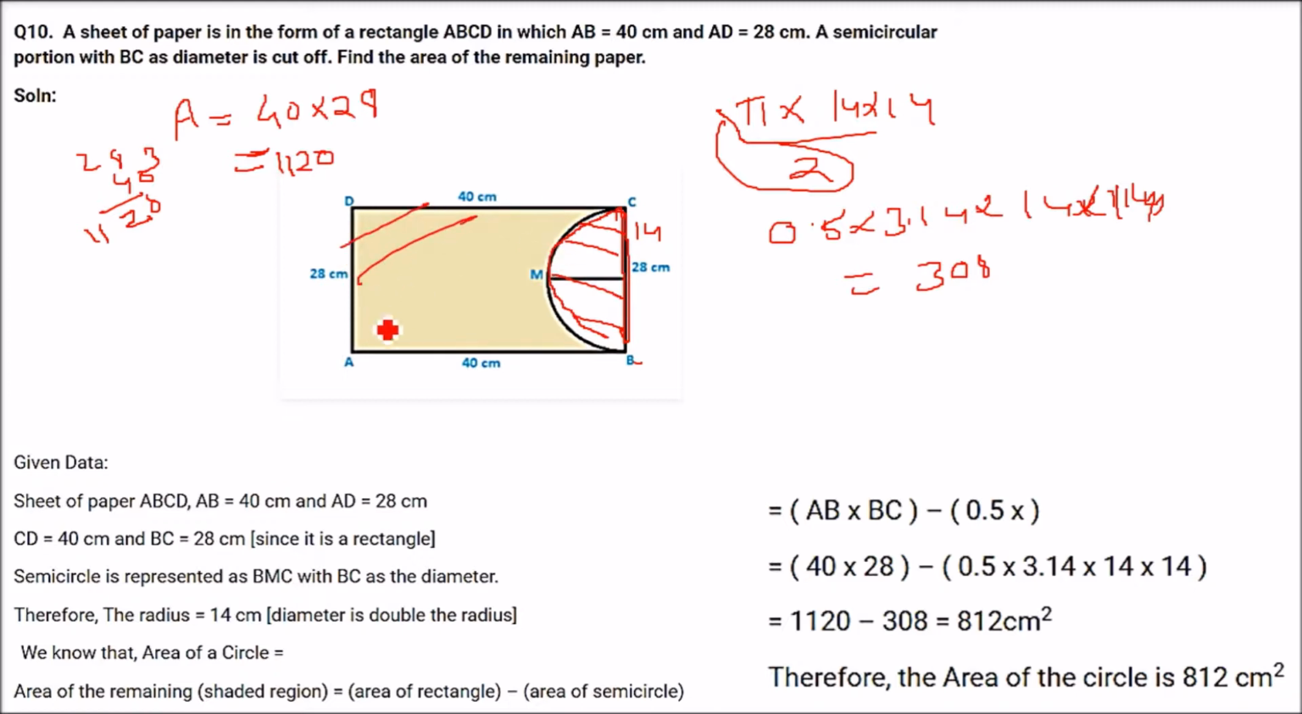So you have to find out this region. For that you have to take this whole area, that is 1120, and subtract this semicircular region, that is minus 308, which is going to come as 812 centimeters square. So this is the area of the remaining portion.